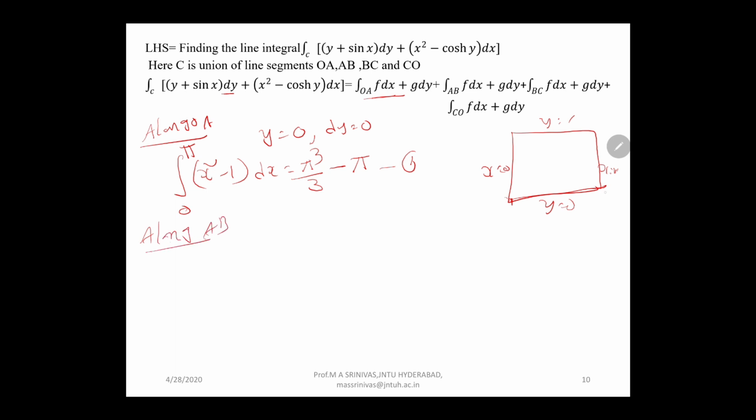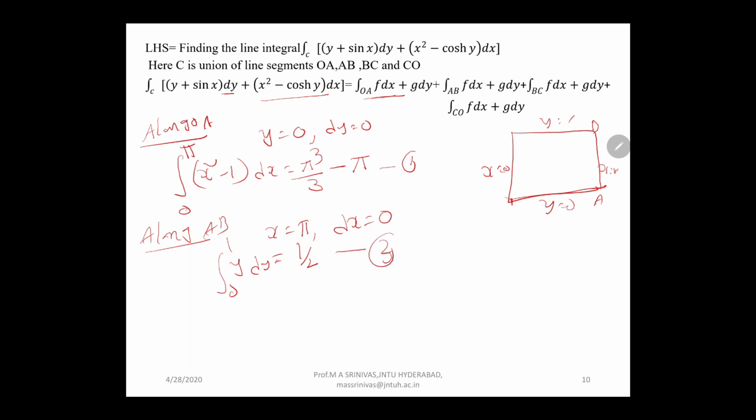AB, from here to here, y varies from 0 to 1. Its equation along AB is x equals pi. Then dx is 0, and y varies from 0 to 1. Since dx is 0, I don't need to consider this term. In the other term, x is pi, so sin pi is 0, leaving y dy. If I integrate, that will be 1 by 2. So this is my third one.